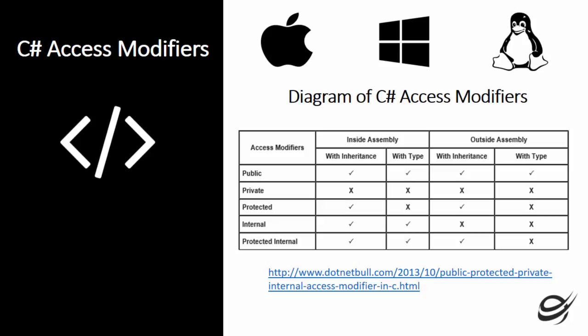So these are the different access modifiers we can utilize in C#. I wanted you to have a conceptual overview of how these things associate in our application.